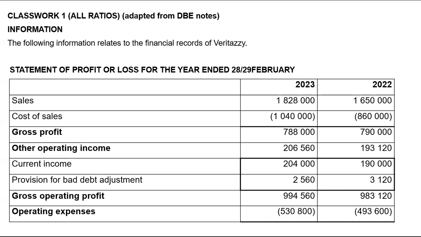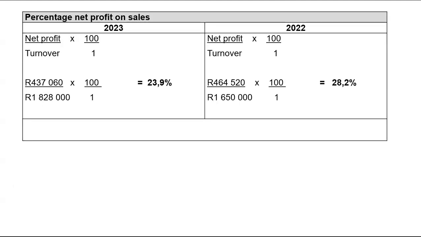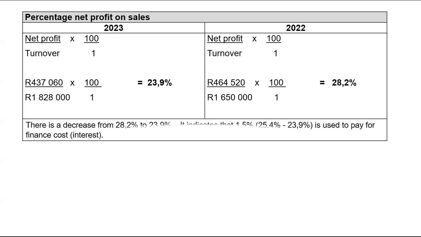And your decline of your net profit on sales would have been 23.9 from 28.2. That's a huge jump, and it could have been due to cost of sales. So you will mention that there is a decrease, which is bad. Note that a decrease under operating expenses of sales was good, but here a decrease of your net profit on sales is bad, people.